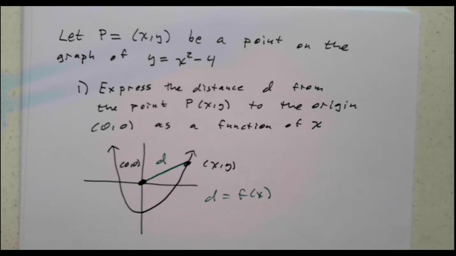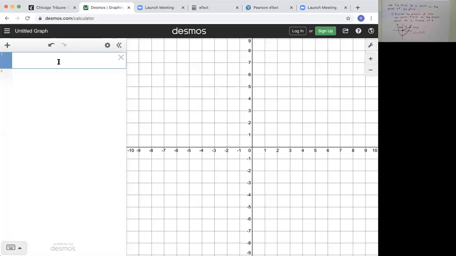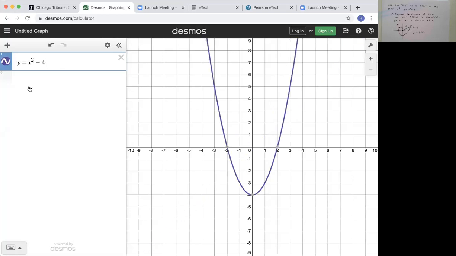So let's take a look at Desmos and see what we can do there. So looking at y equals x squared minus 4, there's our parabola. Looking at the origin 0, 0, we want the distance from some point on that parabola back to 0, 0. And eventually, we're going to ask the question, what point on this parabola is closest to 0, 0? So just think about that as we're working through this.